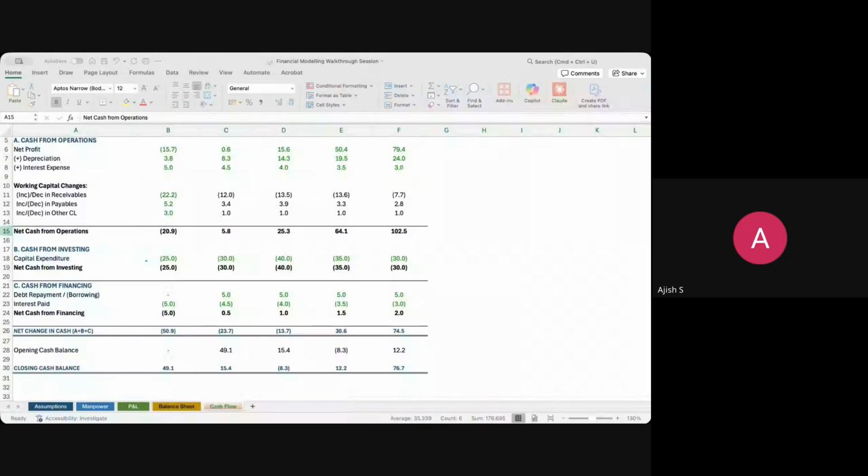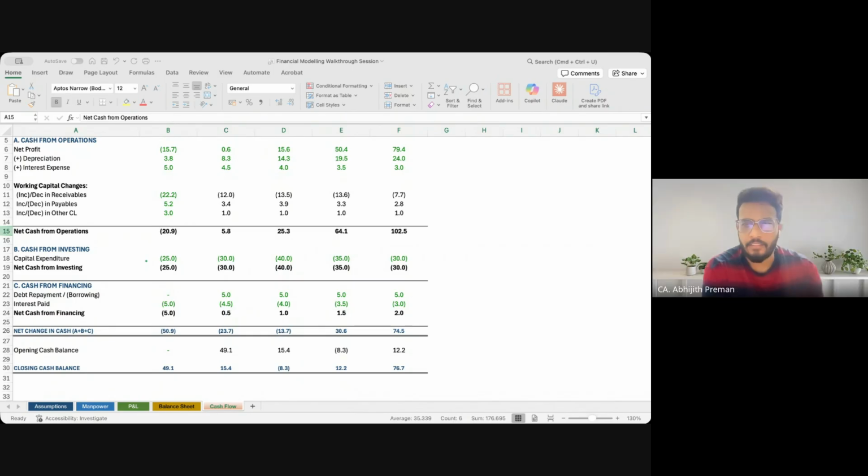Okay. And if the interest expense in the eighth line is 5 lakh, the same should be in the cash debt repayment. These two amounts should be same, correct? Yes, correct.